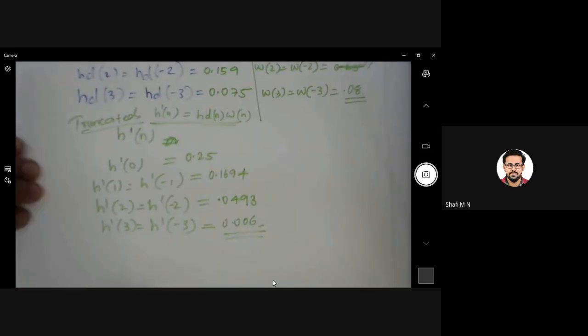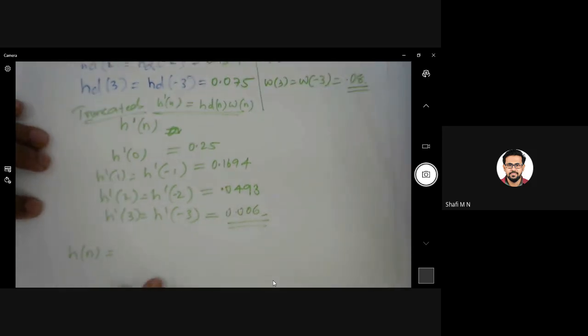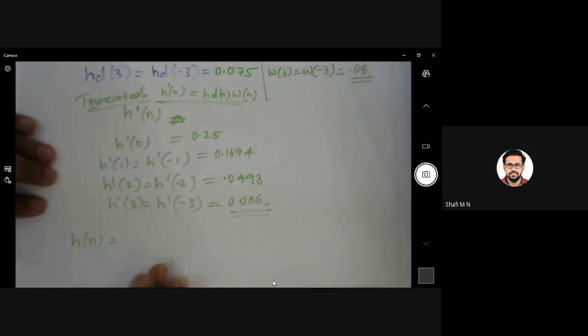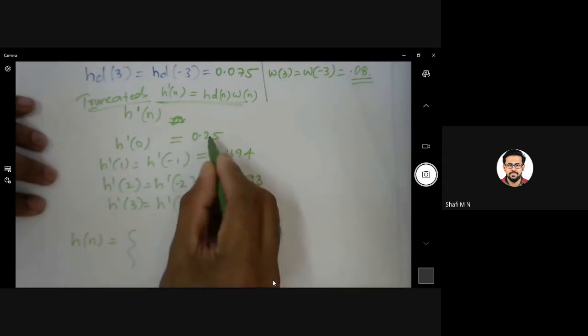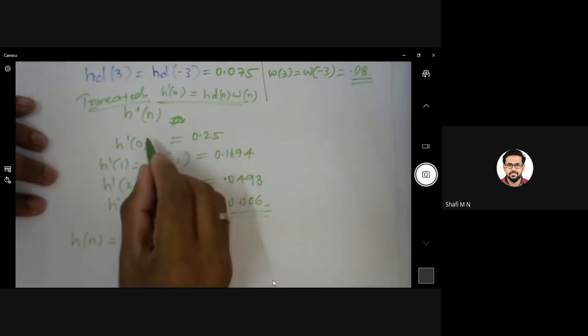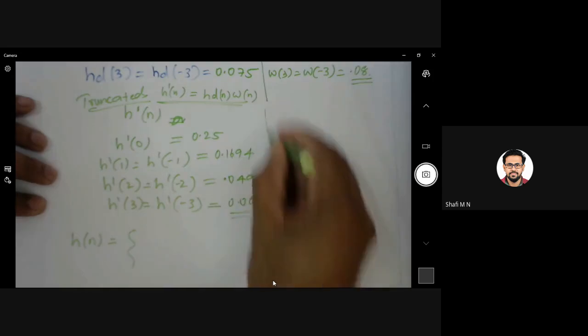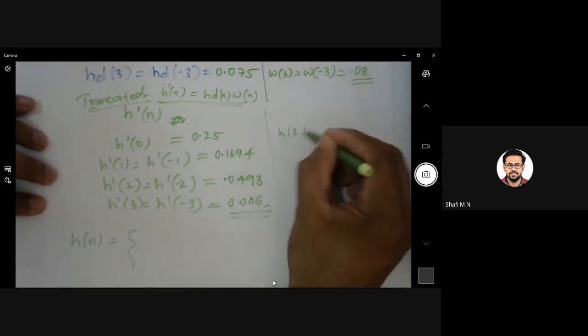Yes sir. Okay. Now this is again non-causal. So you have to shift it to make it causal. ഇതിനെ causal ആക്കി എഴുതുക. So that your final h of n will be, ഇതിനെ direct and causal ആക്കി എഴുതുകയാണ്. Causal ആക്കി എഴുതുമ്പോൾ this will be h of 3. h of 3 യുടെ വാല്യൂ ആണിത് അല്ലേ? This is h of 3. നിങ്ങൾ എന്ത് ചെയ്യുക? +3 ചെയ്യുക. h of 3 യുടെ വാല്യൂ ആയിരിക്കും ഫസ്റ്റ് വാല്യൂ.